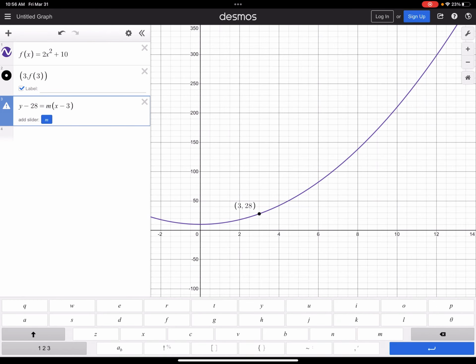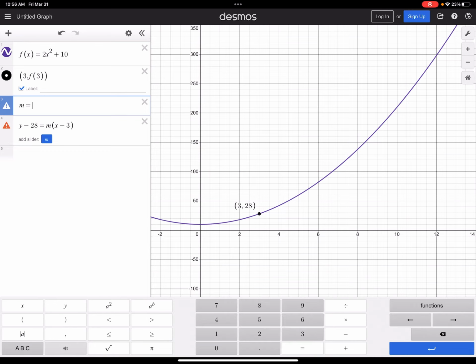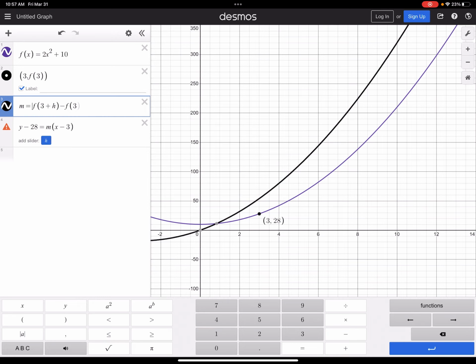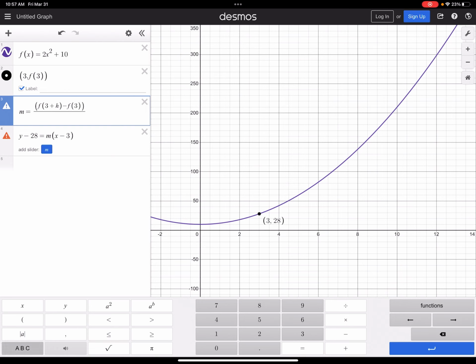So the function in question, we're going to calculate the slope using this new formula. So m equals f of 3 plus h, and then minus just f of 3. I could just type a 28 here, but I'll go with function notation still. And I'm going to put all of this in parentheses so I can divide all of it by just h.